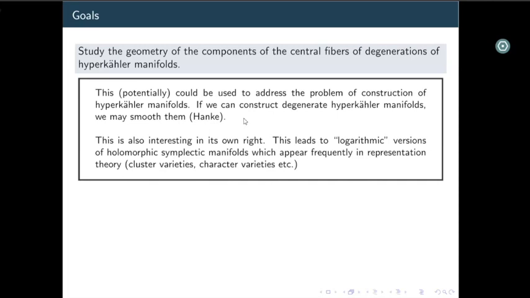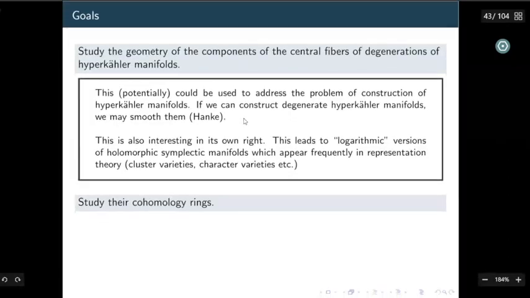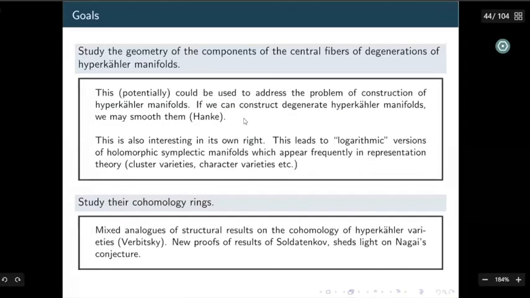Okay, so that's probably the main goal, which will take up probably most of the rest of the talk. But the real interesting thing for me is to study the cohomology rings of such things. So what we'll end up getting is things that look like maybe mixed analogs of structural results about cohomology of hyperkaehler varieties. So Verbitsky did some very nice work about the cohomology of hyperkaehler varieties back in the 90s as well.